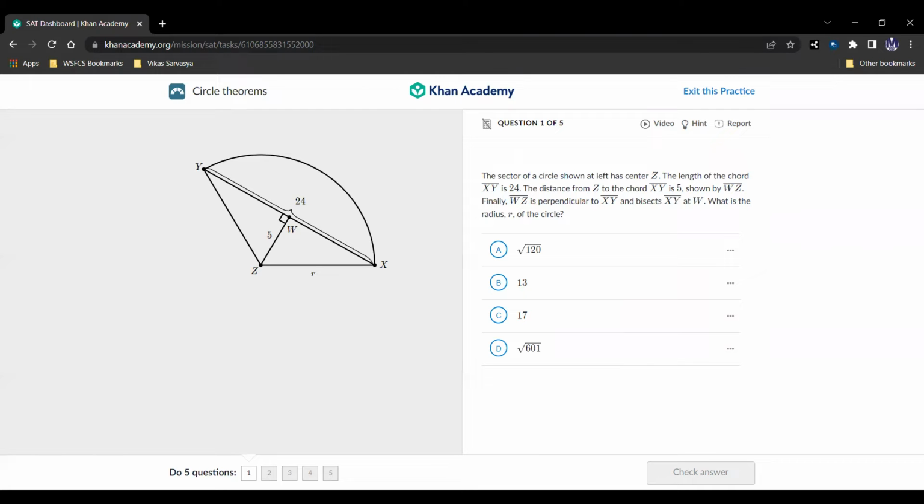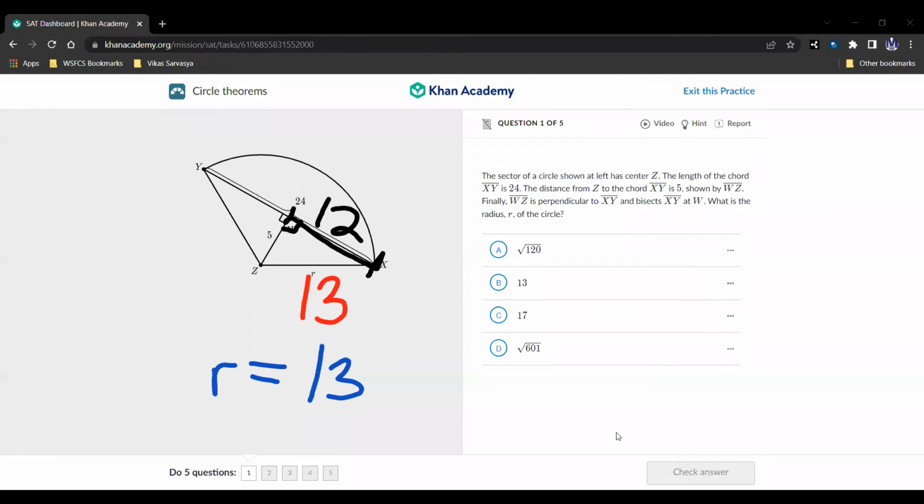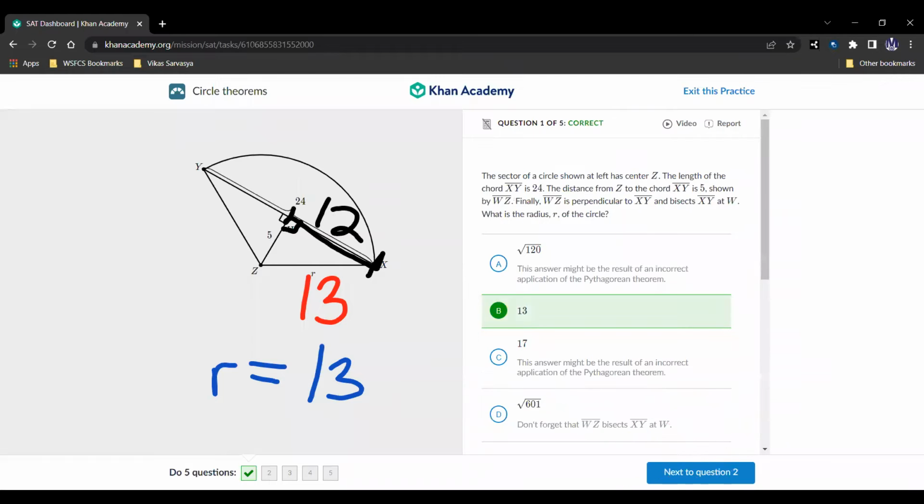Well, we know that WZ bisects XY at W. That means that this portion right here is going to be 12. And since we have a right angle right here, by the Pythagorean theorem we have 12 and 5, so this is going to be 13, which is R. So R is equivalent to 13, and that's our answer. Let's move on to the next question.